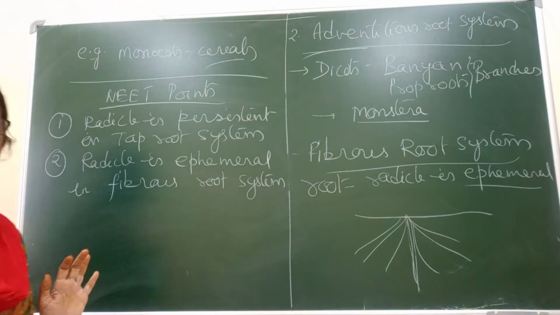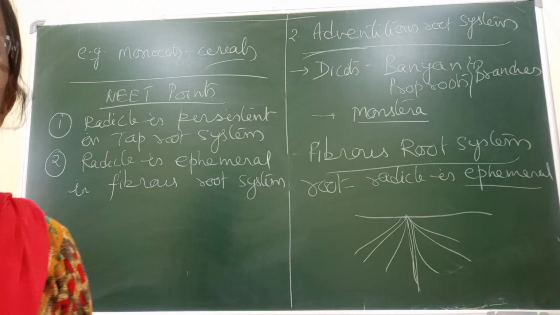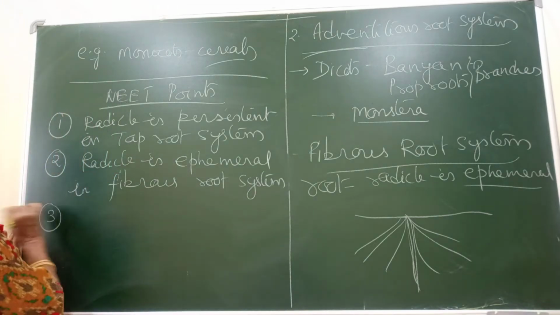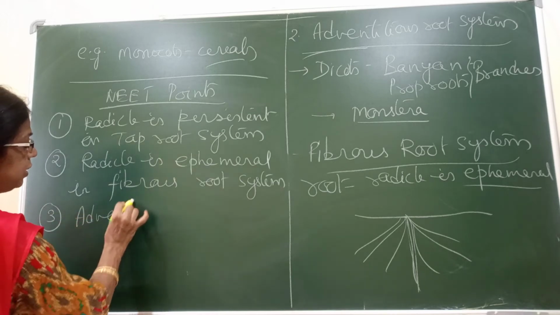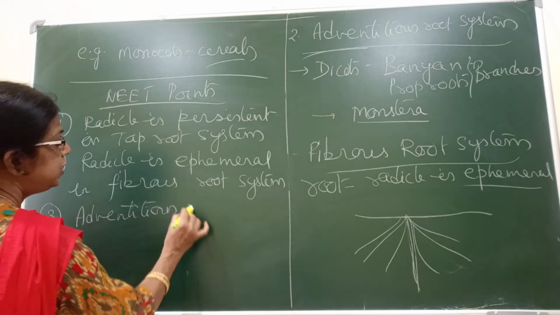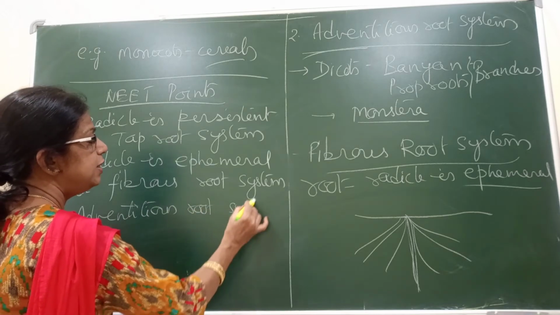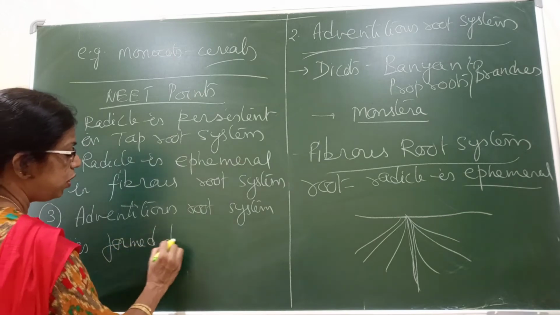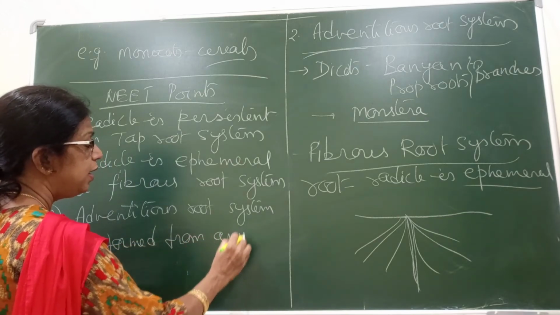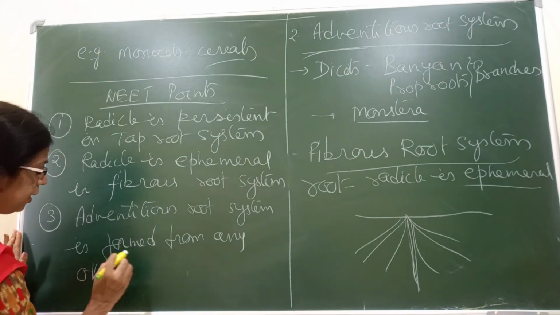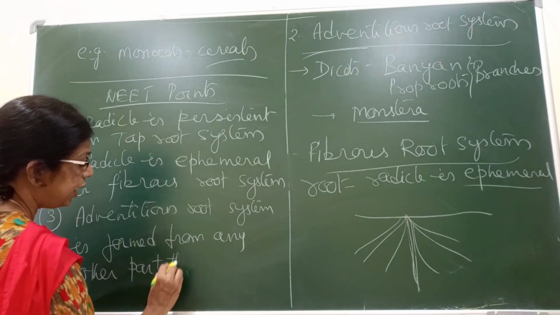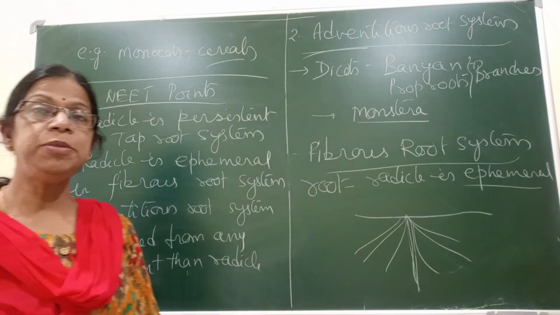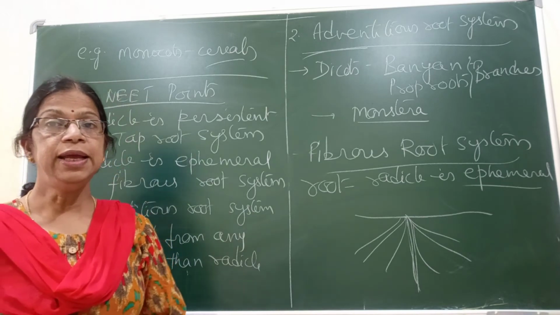Second point, what you have to know: radical is ephemeral in fibrous root system. Third point: adventitious root system is formed from any other part than the radical. This is the third point.